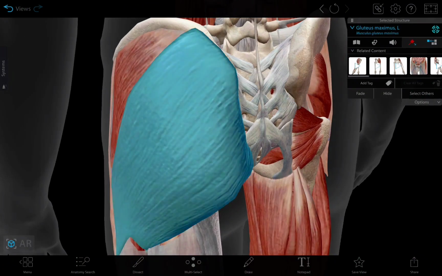There are a few important functions of the gluteus maximus muscle. Number one is lateral rotation of the hip. It helps you laterally rotate your hip joint. Second, extension of your hip joint. And third, the abduction of the thigh at the hip joint. It is very important. So there are three important functions of the gluteus maximus muscle.